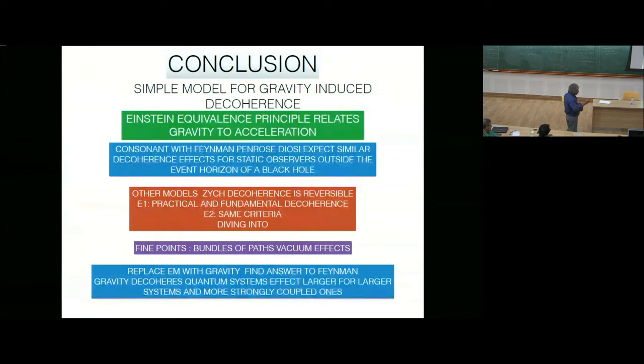And actually, if you do an experiment with neutron diffraction, neutrons do have a magnetic moment and they couple to electromagnetic fields. So you would get a slightly different answer, but it's also a calculable effect. Probably that's one place one could look for it. And gravity decoheres quantum systems, and the effect is larger for larger systems. We've seen that before. And it's larger for strongly coupled systems.